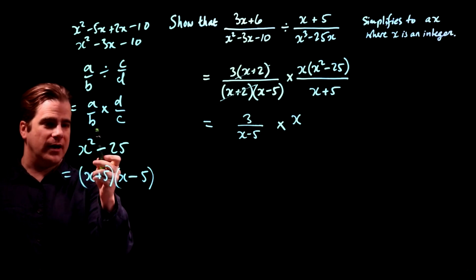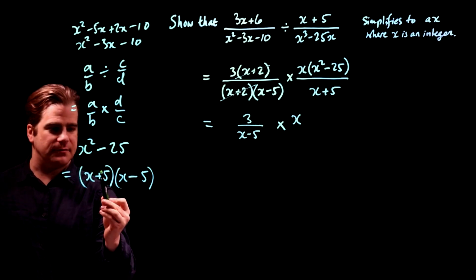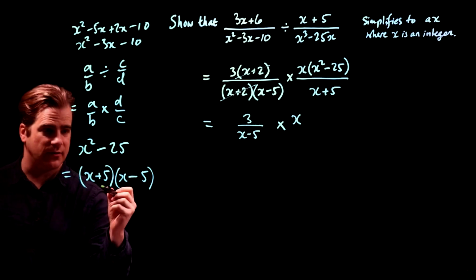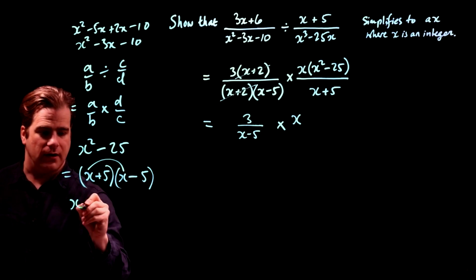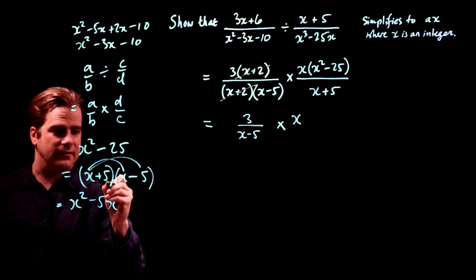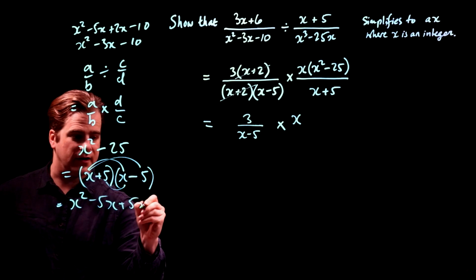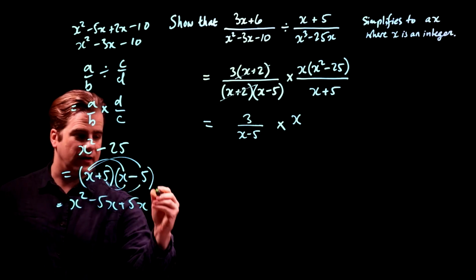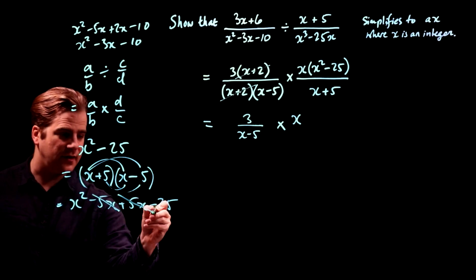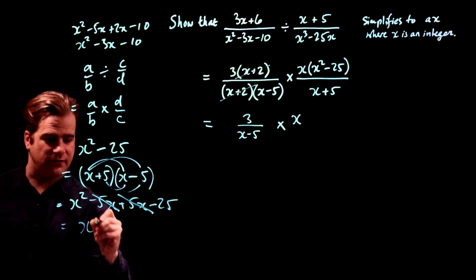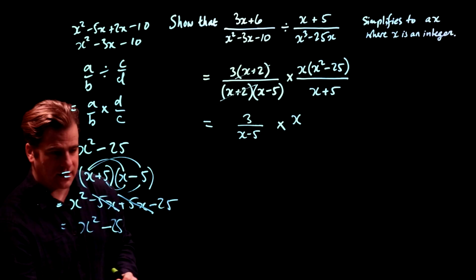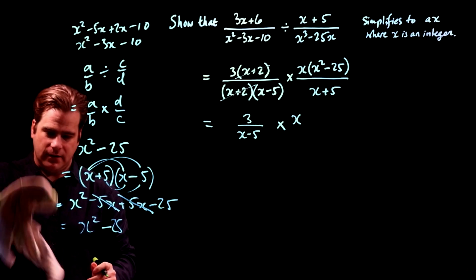I'll prove it to you. Why is that the case? Well, because you get this plus 5x minus 5x, they cancel out. So you don't get an x term, you just get an x squared and 25. So let's multiply this out. X times x is x squared. X times minus 5 is minus 5x. 5 times x is plus 5x. Plus 5 times minus 5 is minus 25. And as promised, minus 5x plus 5x cancel. So you're just left with x squared minus 25.